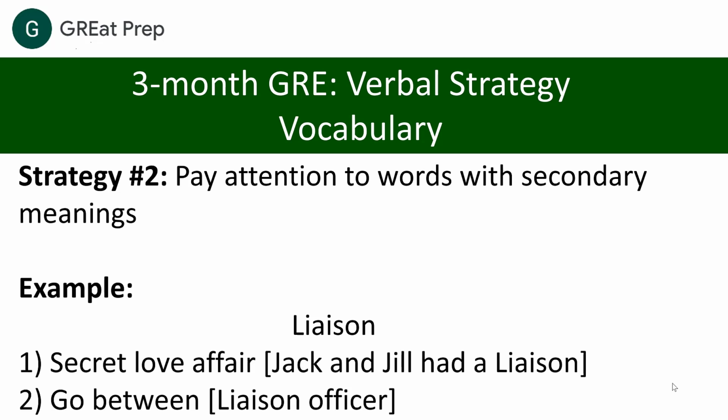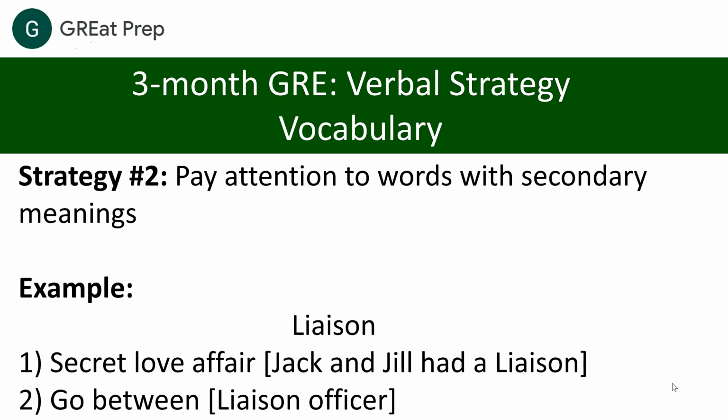The first meaning is a secret love affair. We all know Jack and Jill went up the hill, but did you also know that Jack and Jill went up the hill to have a secret love affair? Jack and Jill had a liaison.